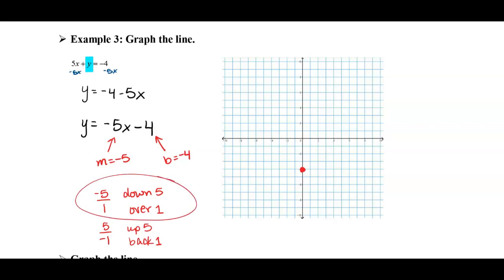Let's start like this. Down 5 over 1. 1, 2, 3, 4, 5 over 1. I can't go down 5 over 1 again. I'll run off the graph.